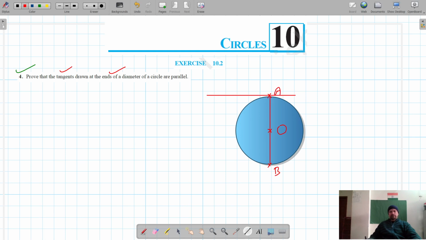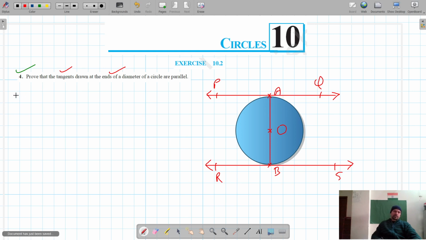And from here, let me draw one tangent. Let's say this is tangent 1 and this is tangent 2. Let me draw them closer. So these are the two tangents drawn at the two ends of the diameter, and we have to prove that these two tangents are parallel. So this is PQ and this is RS. So we have to prove that PQ is parallel to RS.